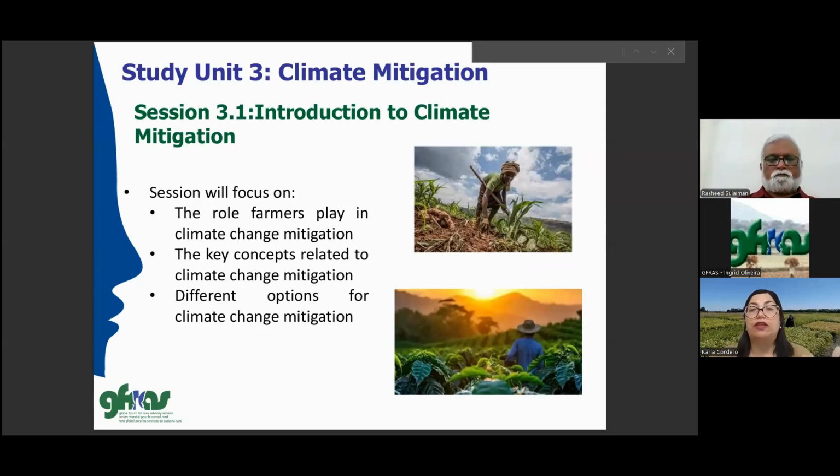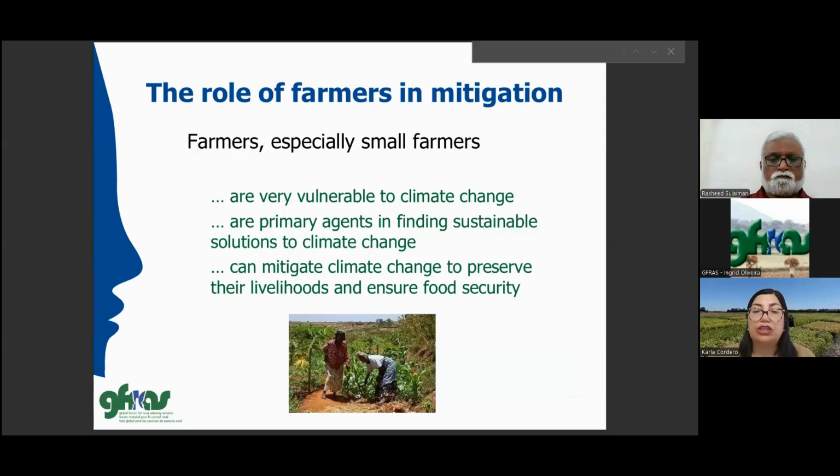The first session is going to be the introduction to climate mitigation, where we are going to focus on the role that farmers play in climate mitigation, and then the key concepts related to climate change mitigation, and also the different options for climate mitigation.